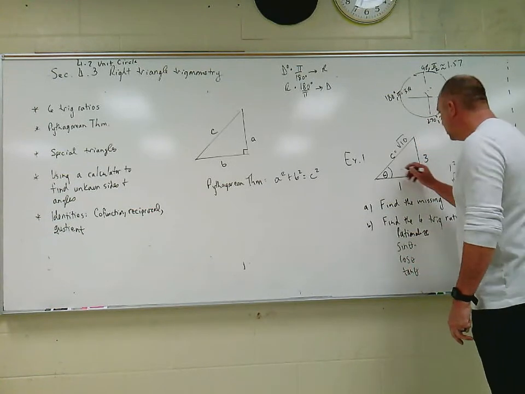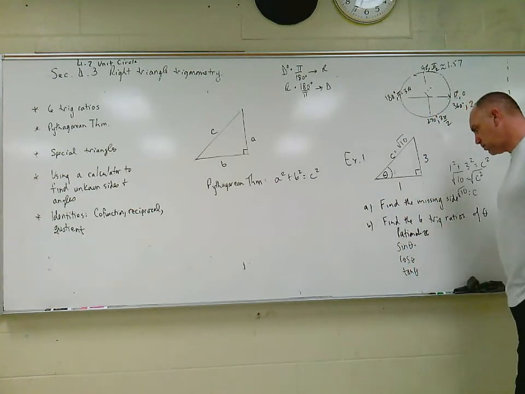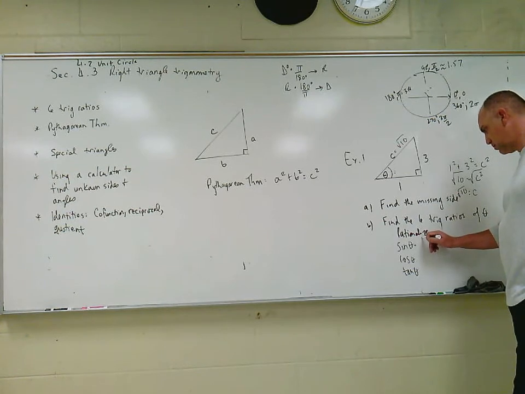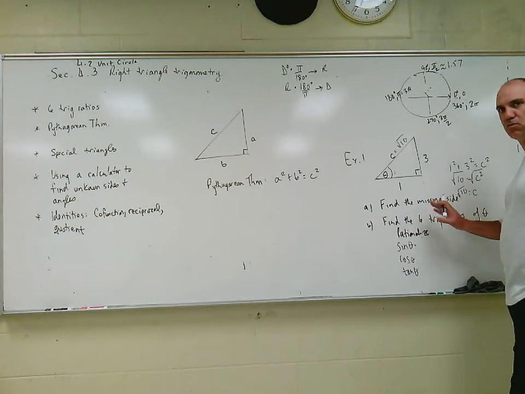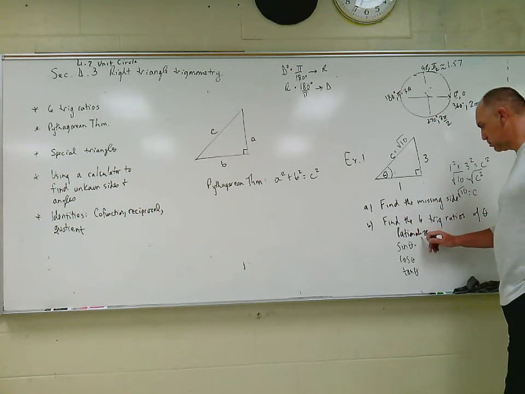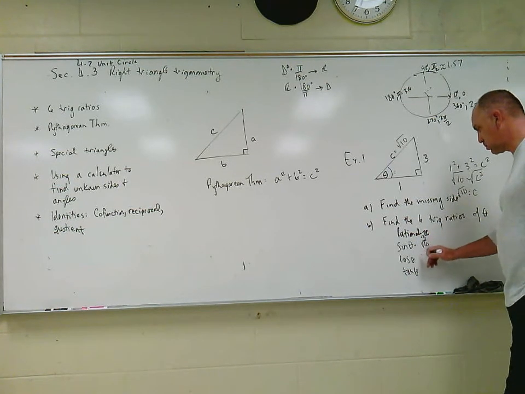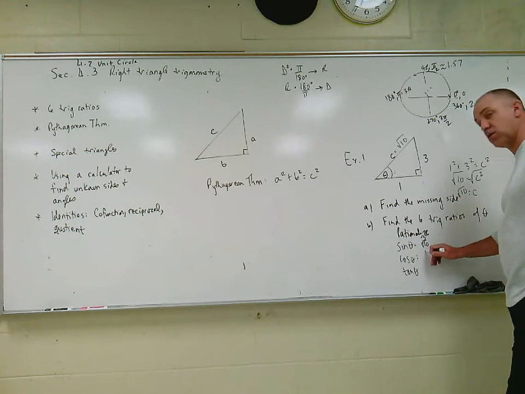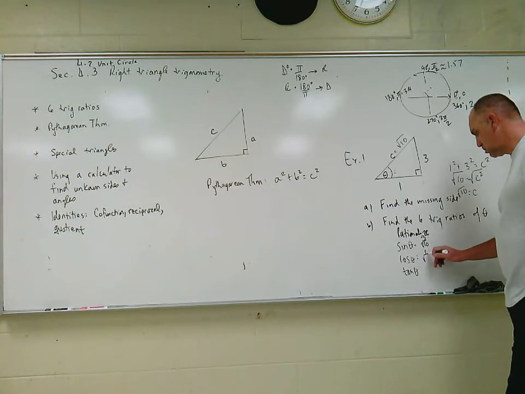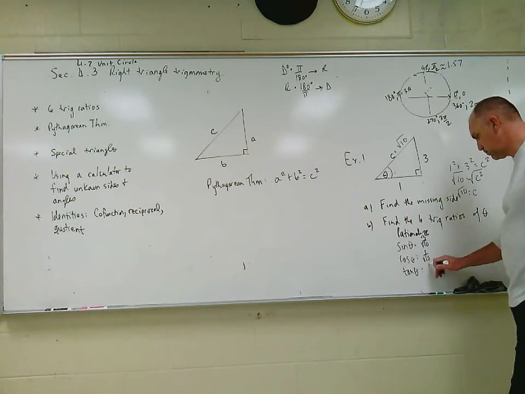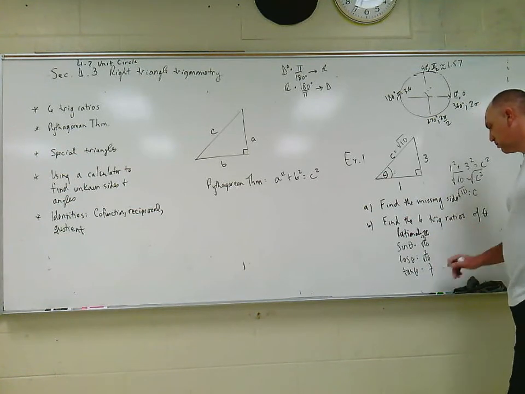So let's see. What's sine of theta? Before you rationalize, don't rationalize, just give the two sides. Go ahead, Austin. 3 over square root of 10. All right. What's cosine theta? Go ahead, Austin. 1 over square root of 10. What's tangent theta? 3 over 1. Okay, very good. But you would then make 3.